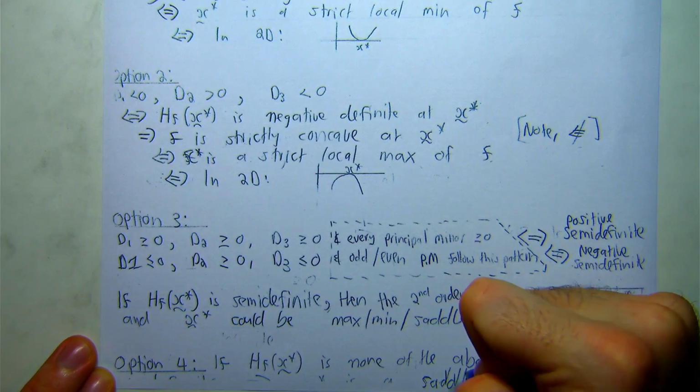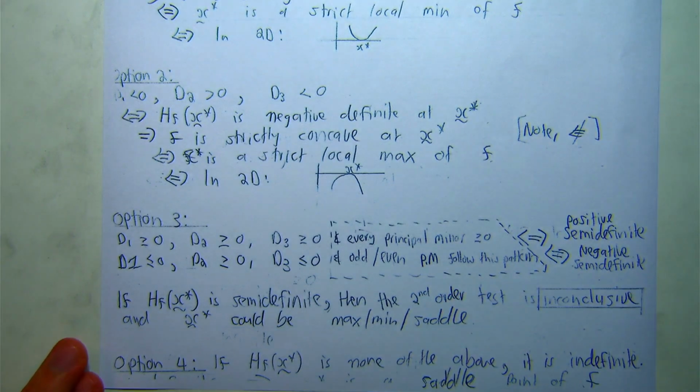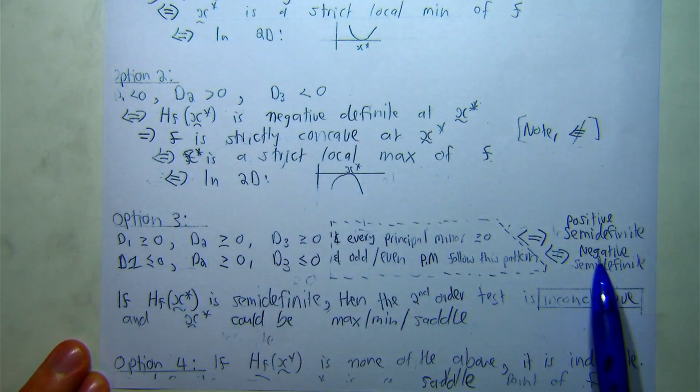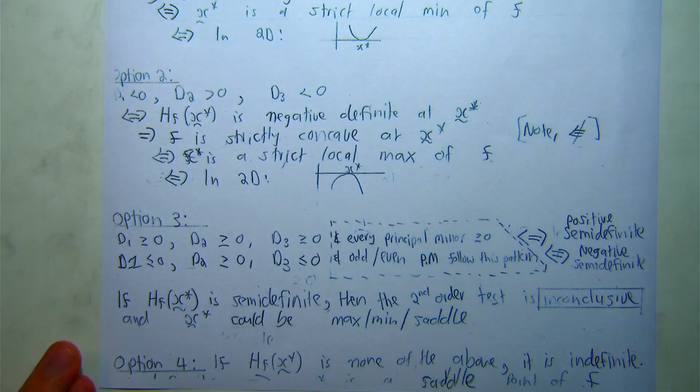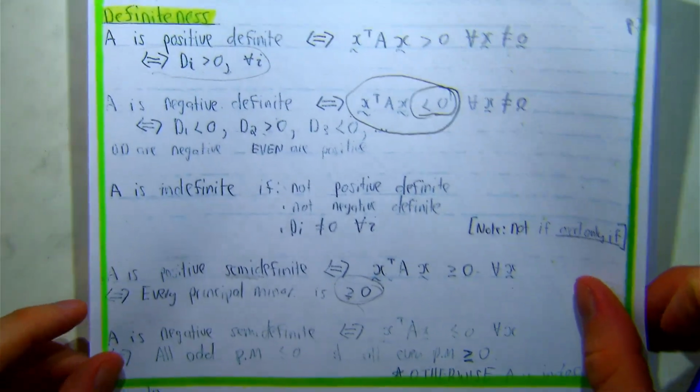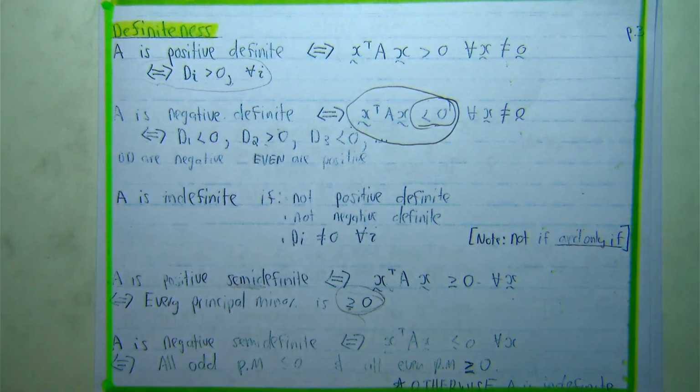Sorry that the scan is faded. So if it's none of the above, if it's not semi-definite, positive definite, or negative definite, then it's indefinite, and so it's a saddle point. Okay, and ultimately we're just using this chart and interpreting it here.